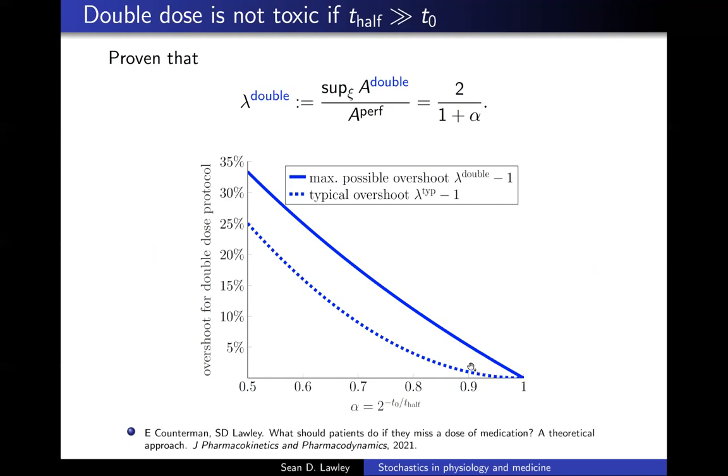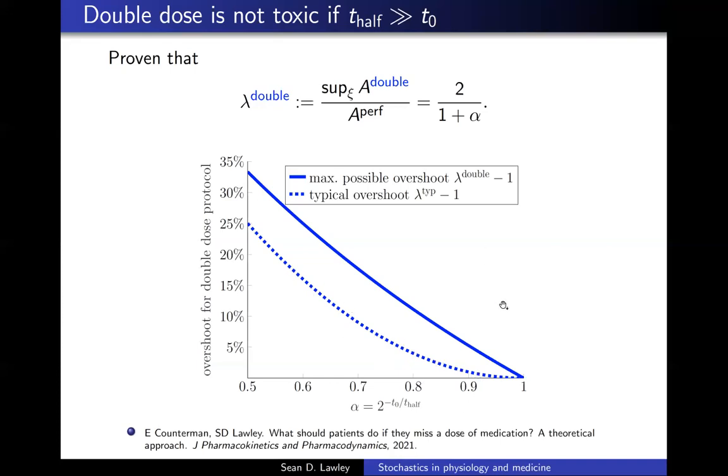So you plot that as a function of alpha, and that's the solid curve here, minus 1. What you see is if you're over here where alpha is big, half-life's long, then this maximum possible overshoot is only a few percent. The solid curve is this maximum possible overshoot. It occurs in the somewhat pathological case where you're exactly missing every other dose, so you're taking a double dose every other time for a long time. That's actually quite rare. The more typical overshoot is this dashed curve, which I'm not giving you the formula for, but you can work it out and see that it's much smaller.